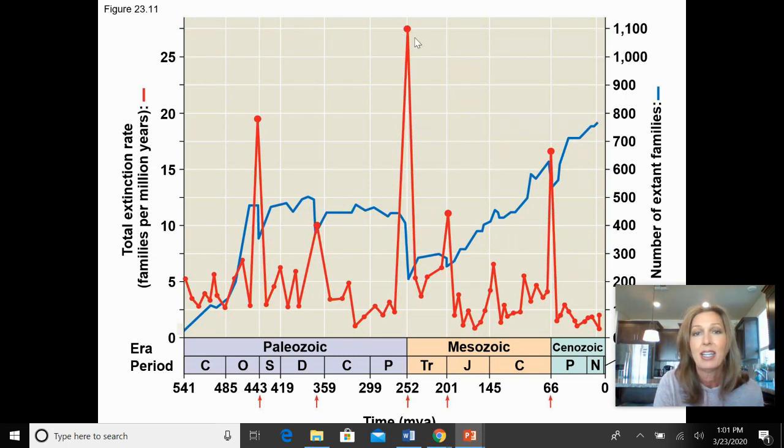Volcanic activity. High levels of volcanic activity increase carbon dioxide levels in our atmosphere, caused massive amounts of ocean acidification, which led to mass extinctions occurring. Now, a second mass extinction that you should know about is the Cretaceous mass extinction that's happening here. This was our most recent mass extinction, 66 million years ago.